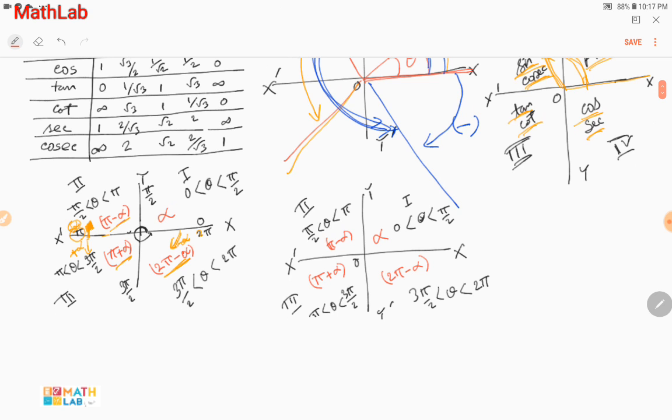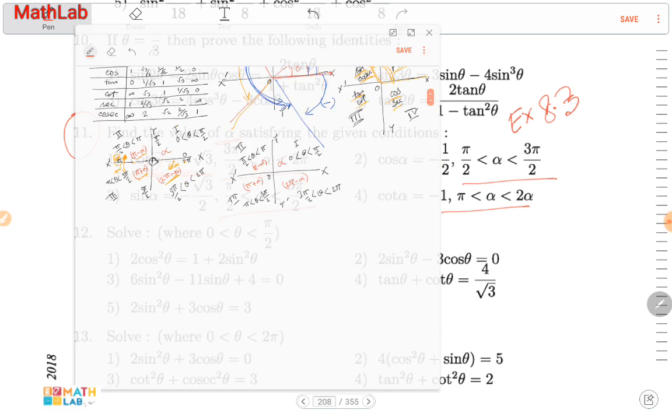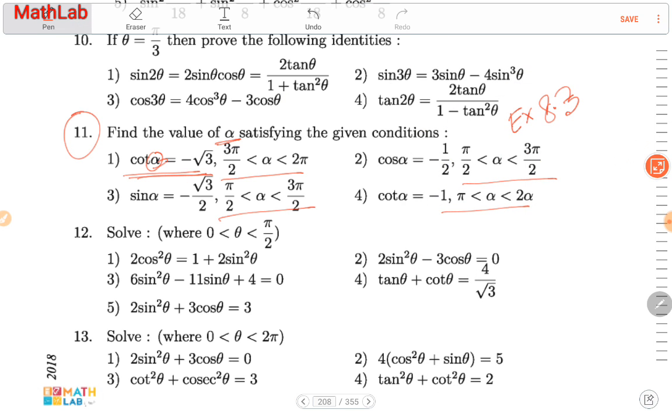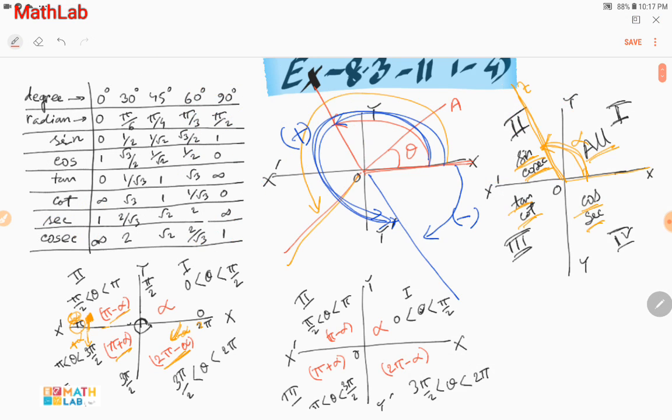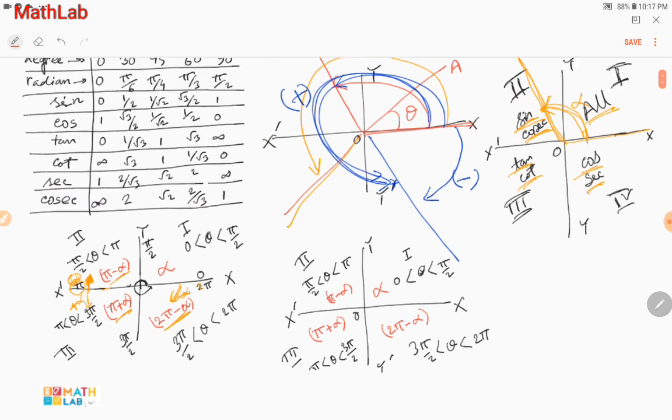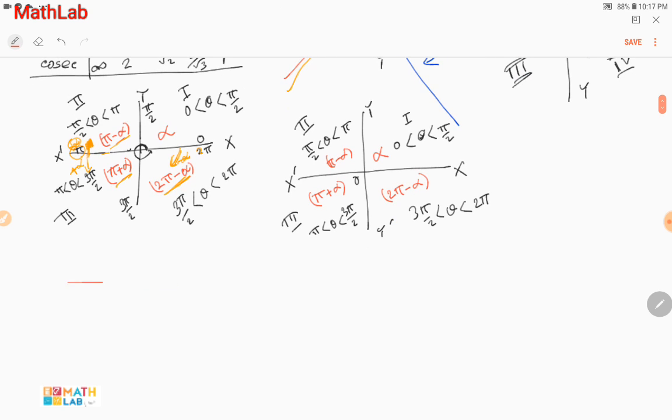Maths number 1. What is your question? Our question is cot alpha equals to minus root 3. Okay. Question number 1: cot alpha equals to minus root 3.